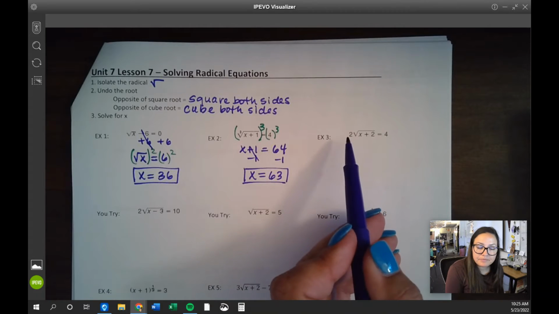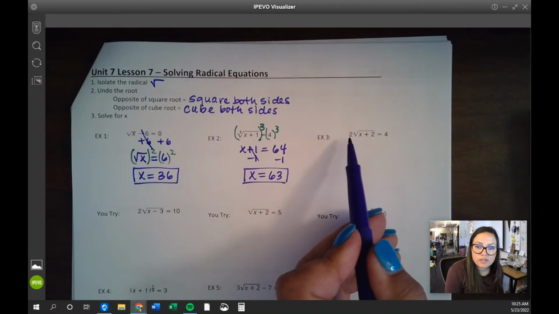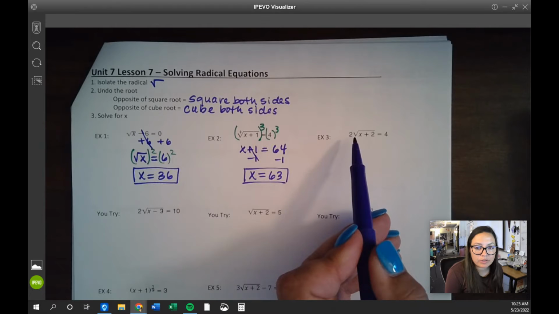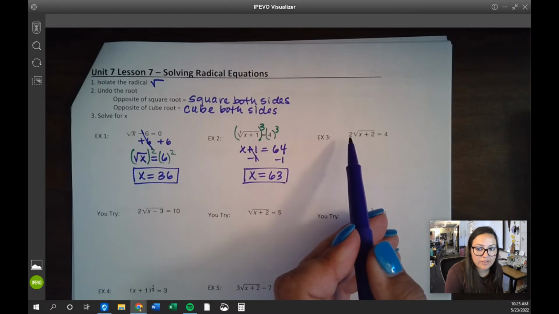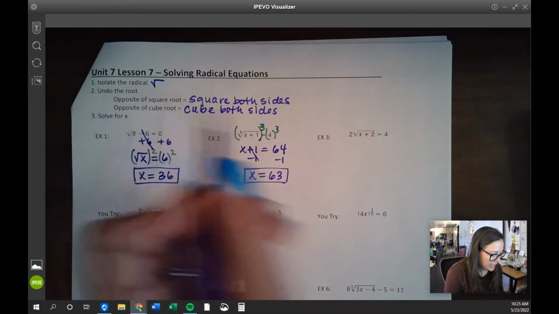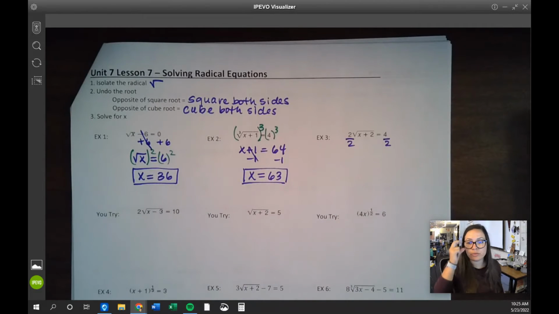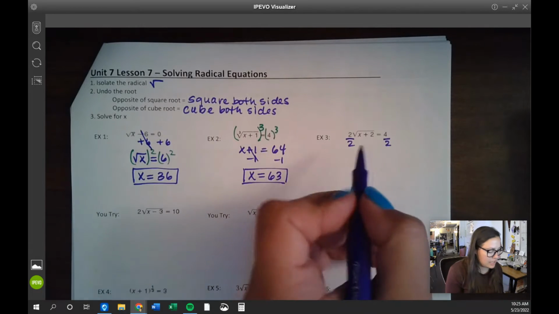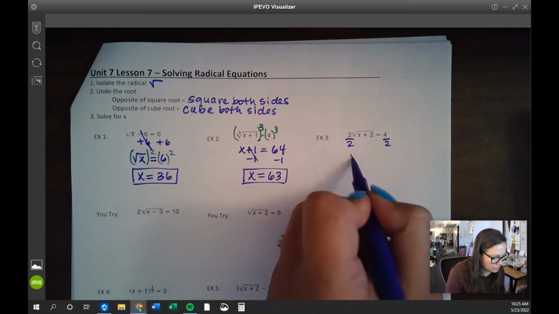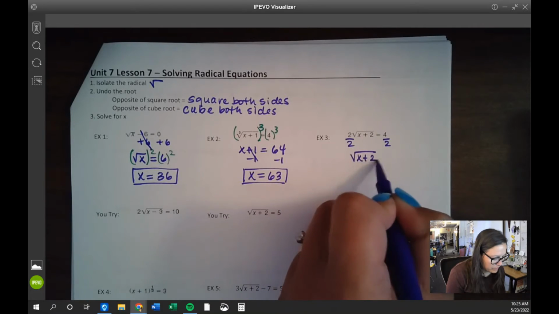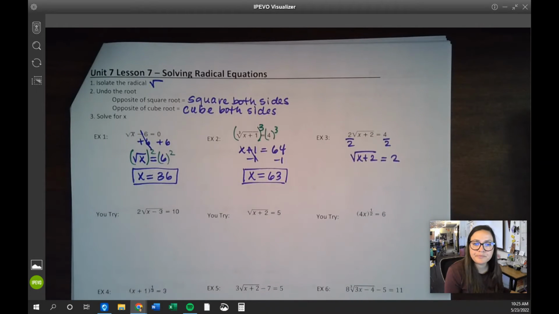Okay, example 3. This 2 is not inside the square root, so I need to get rid of that first. That's step 1, isolate the radical. Anything that is outside of the square root needs to get removed. So that's 2 times the square root. So to undo the multiplication, I'm going to divide both sides by 2. So I'm left with the square root of x plus 2 equals 2.